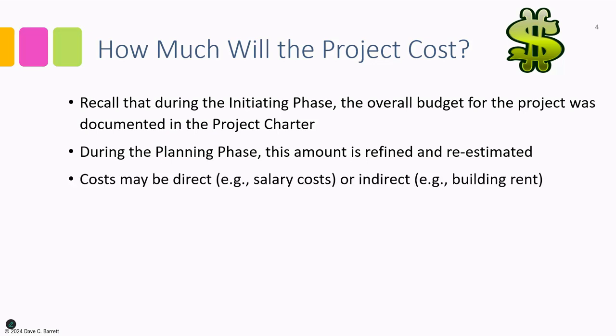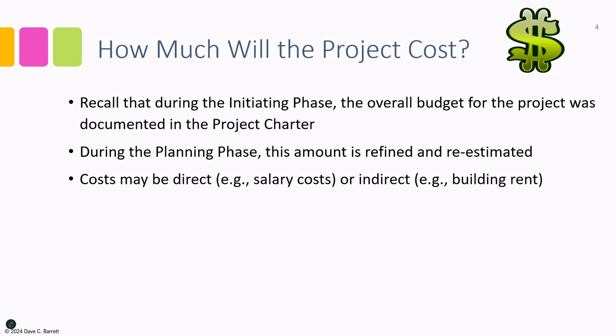Costs may be direct costs, for example, salary costs for the team members involved, or they may be indirect costs, for example, the rent for the building, hydro costs, and so on, benefits, and those are indirect costs.